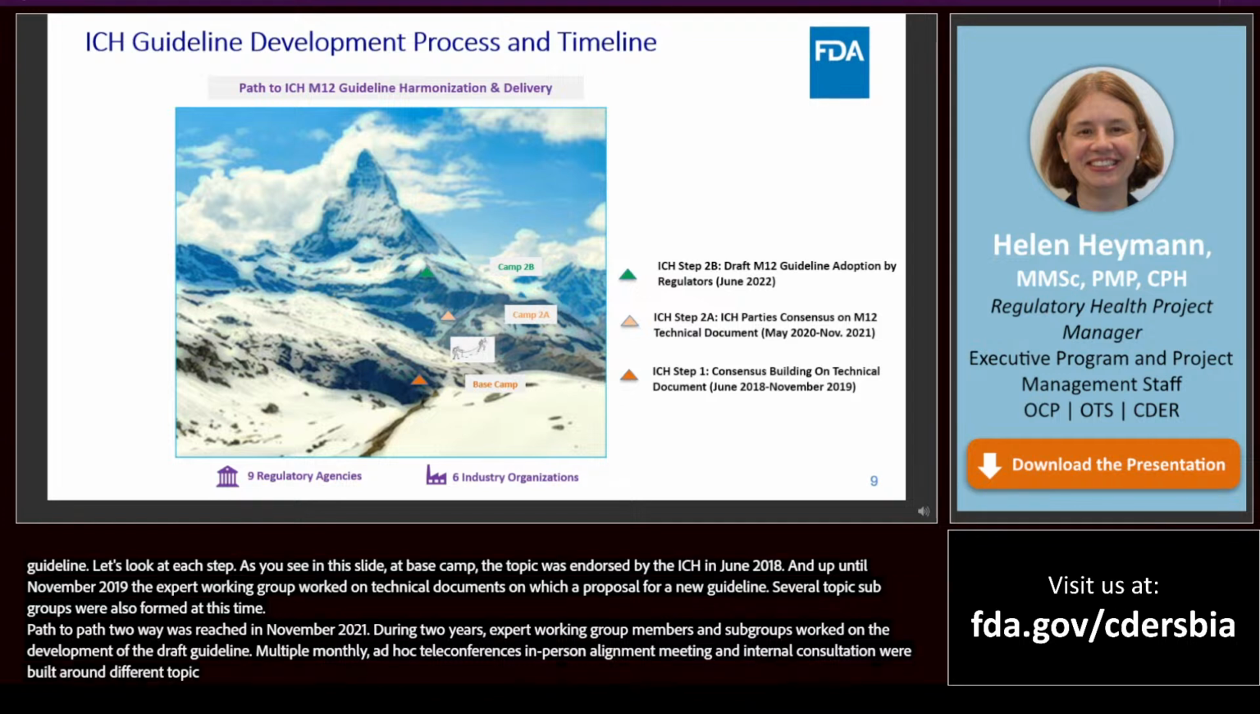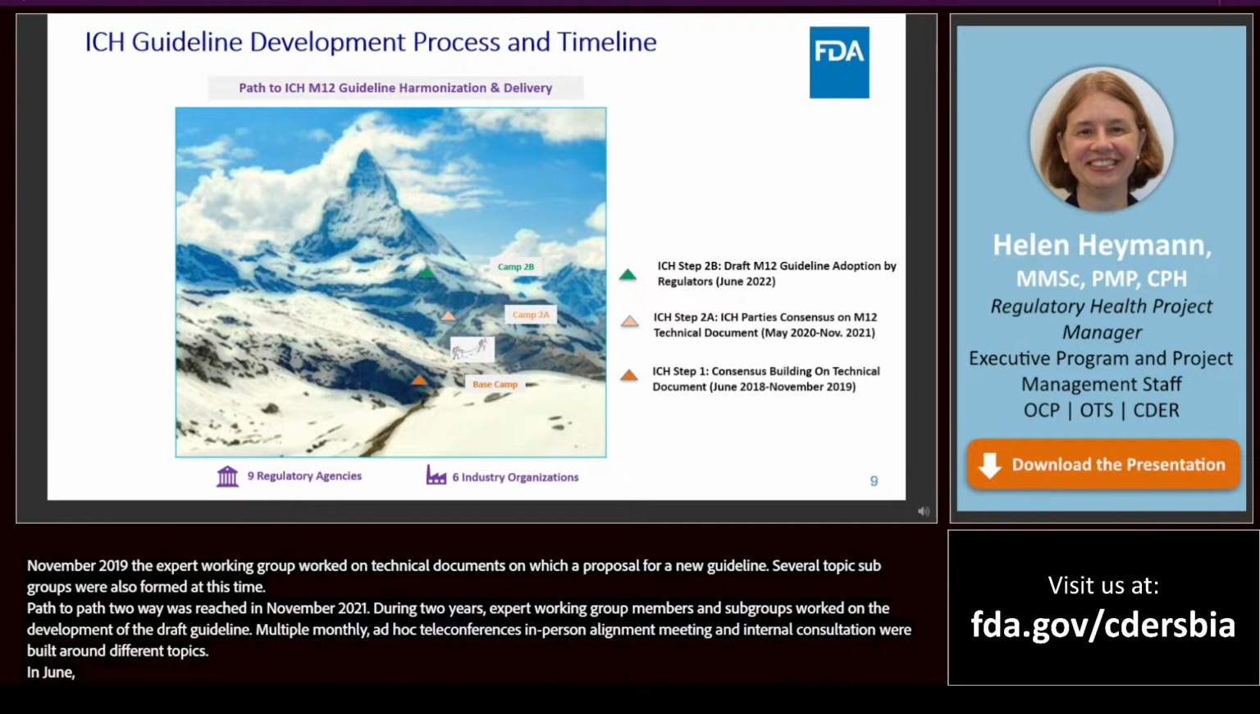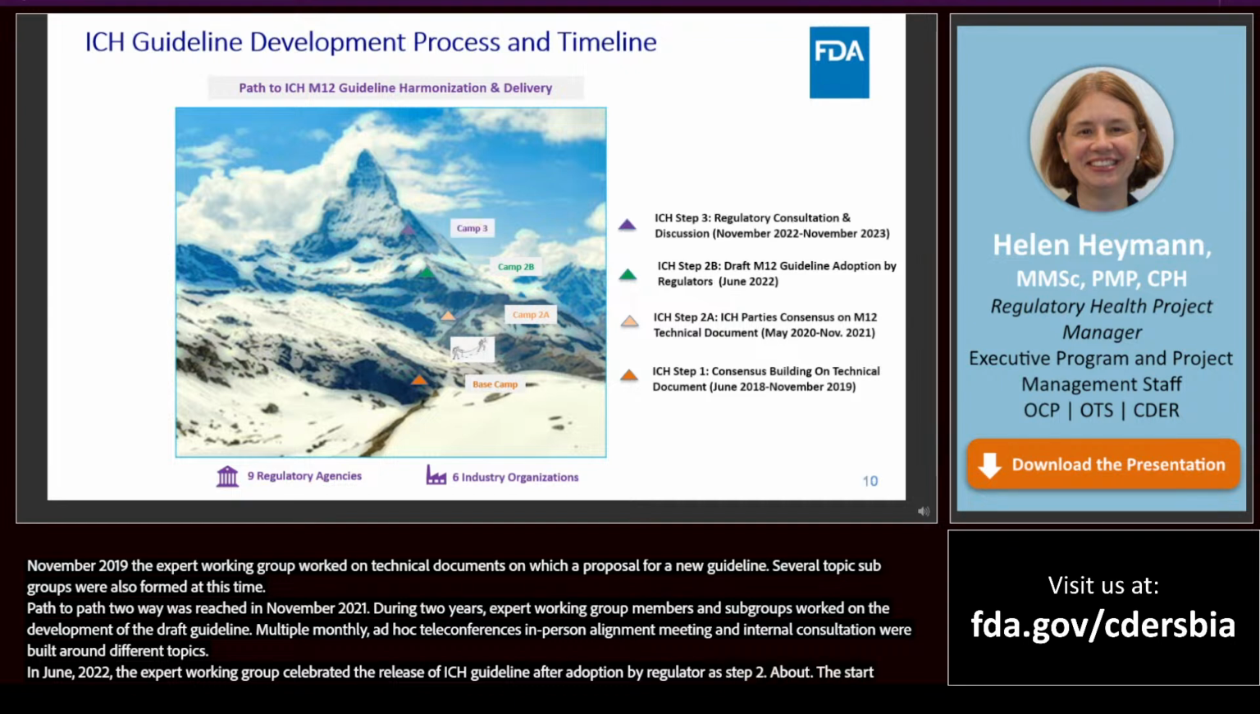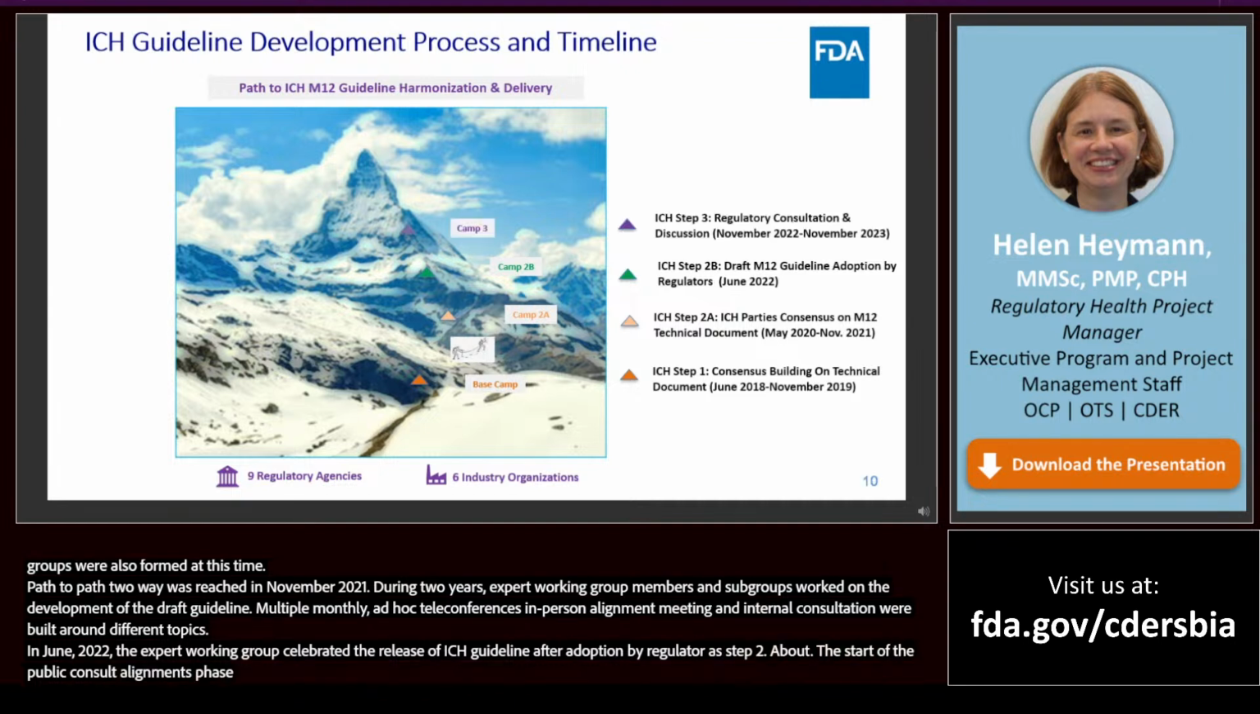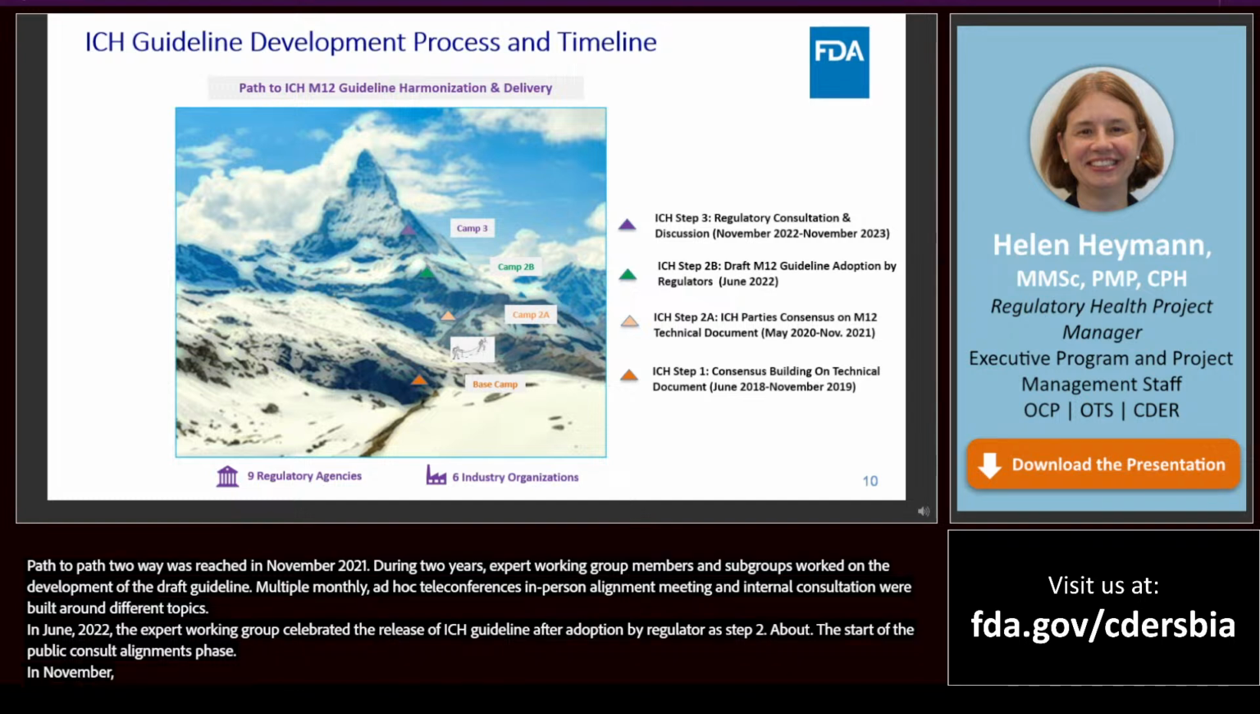In June 2022, the expert working group celebrated the release of the ICH M12 draft guideline after its adoption by regulators as Step 2B. This opened the start of the public consultation phase. In November 2022, the public consultation call for input to the draft guideline was complete.